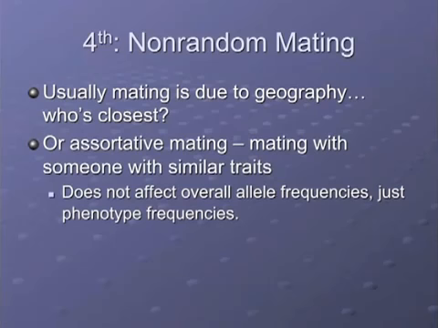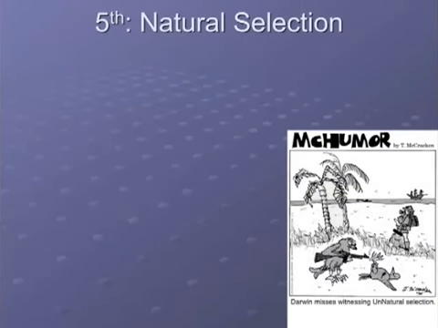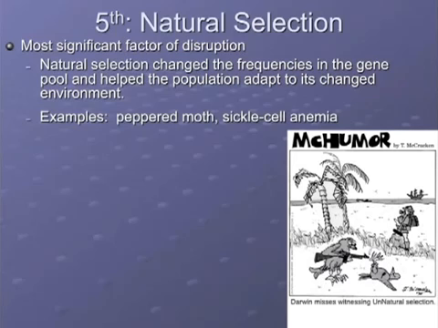Which brings us to the fifth one, natural selection. It is the most significant factor because the environment is always changing. Natural selection changes the frequency of a gene pool and helps the population to adapt. So there are many examples of natural selection, like the peppered moth and sickle cell anemia. All of those are types of natural selection. Again, they work on phenotypic frequencies because they affect your actual phenotype.